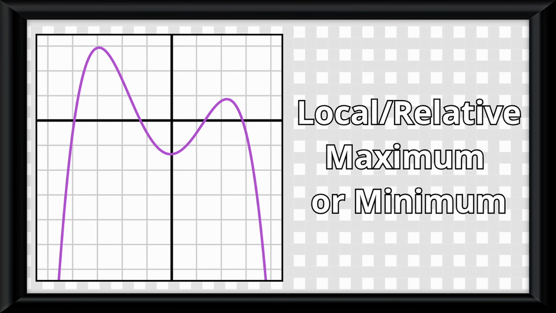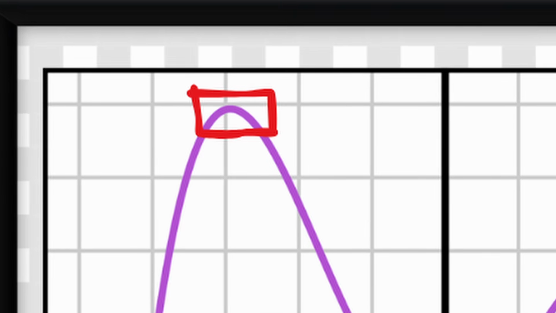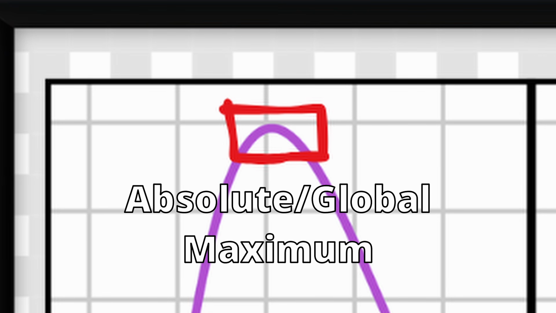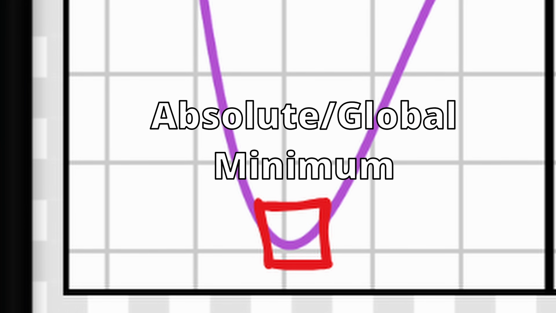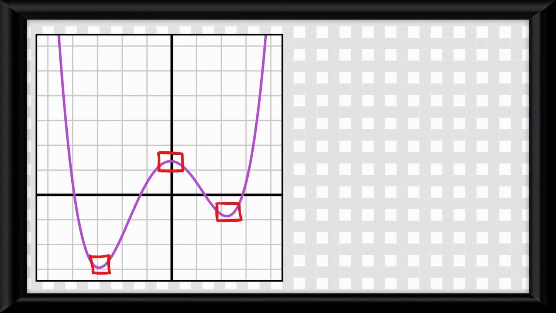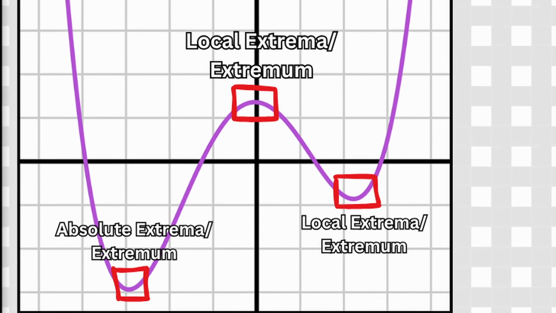So let's go. A local or relative maximum or minimum is any maximum or minimum on a graph. The highest of all local maximums is the absolute or global maximum. The lowest of all local minimums is the global or absolute minimum. Extrema or extremum is another way to refer to a maximum/minimum.